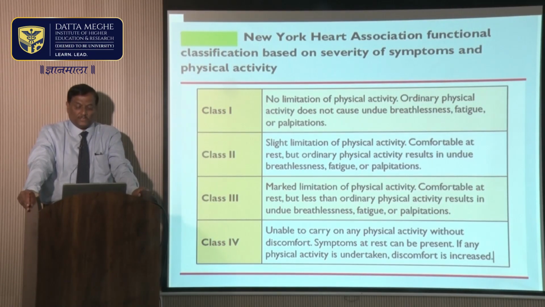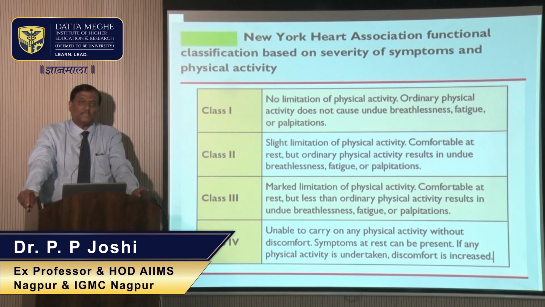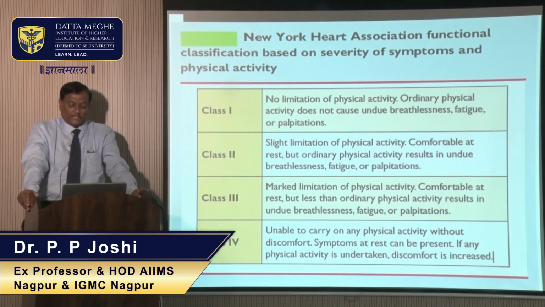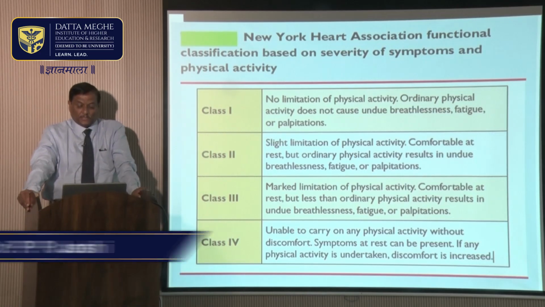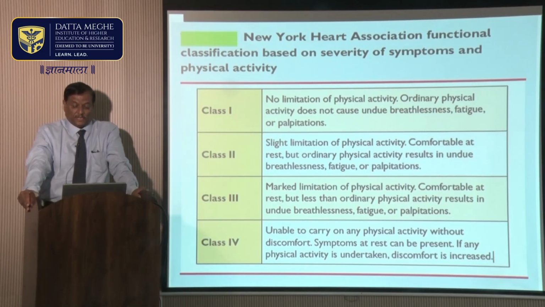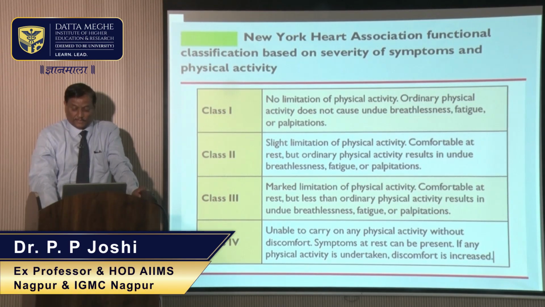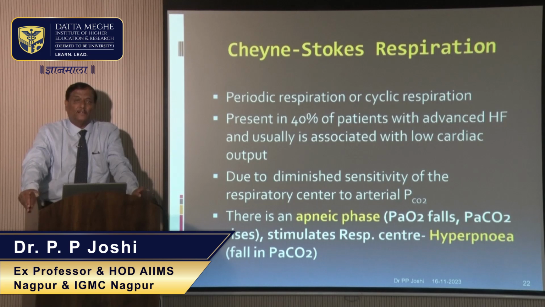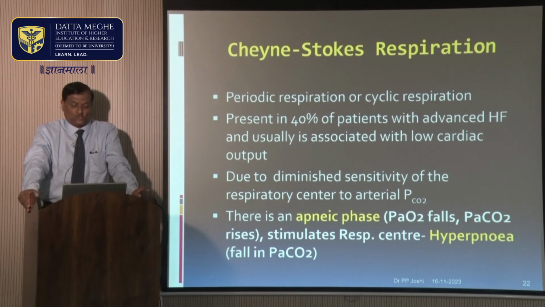Class 3 is marked limitation of physical activity: the patient is comfortable at rest, but less than ordinary physical activity results in undue breathlessness. And class 4 is when the patient is breathless at rest and is unable to carry out any physical activity without discomfort. Symptoms are present even at rest, and if any physical activity is undertaken, discomfort increases further. So this is the important NYHA functional classification, which all of you should remember and use to properly classify which functional class the patient belongs to.